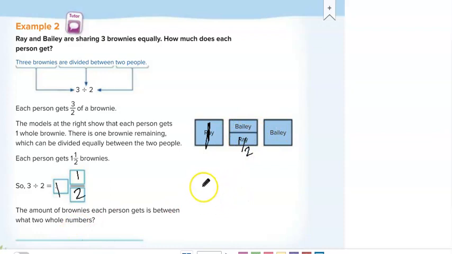The amount of brownies each person gets is in between what 2 whole numbers? So 0, 1, 2. 1 is a whole number, so I know it's going to be greater than 1. And then what is halfway in between 1 and 2? Well, this would be 1 and 1/2. So it's in between 1 and 2.